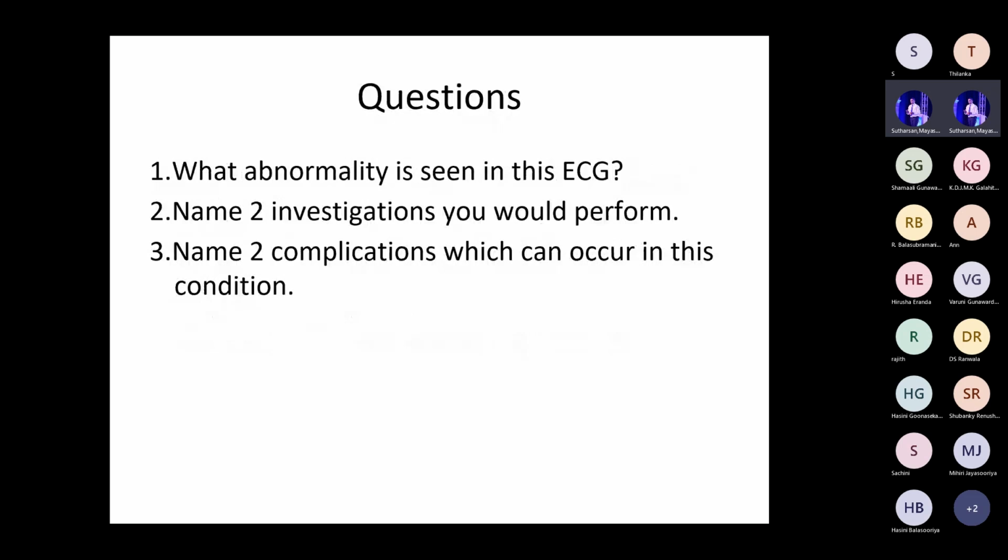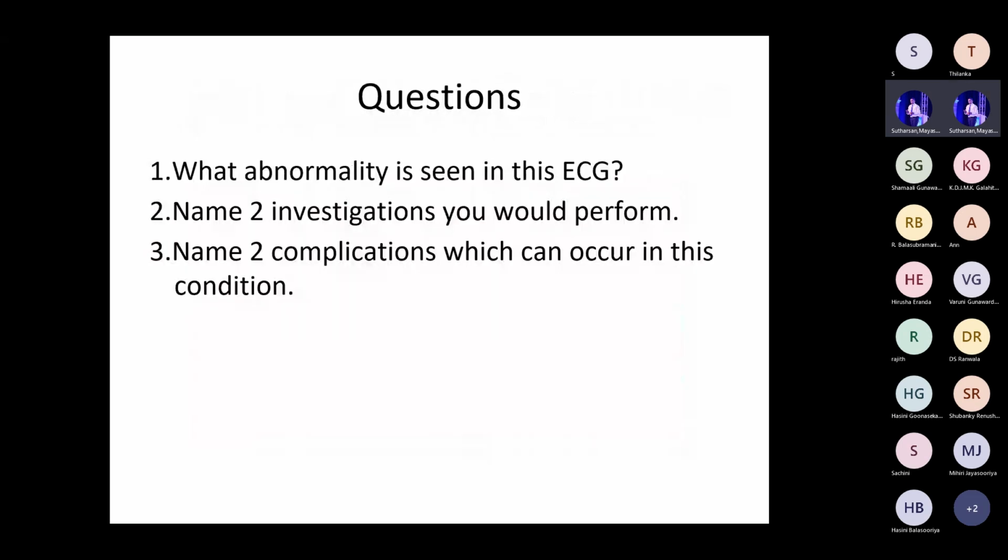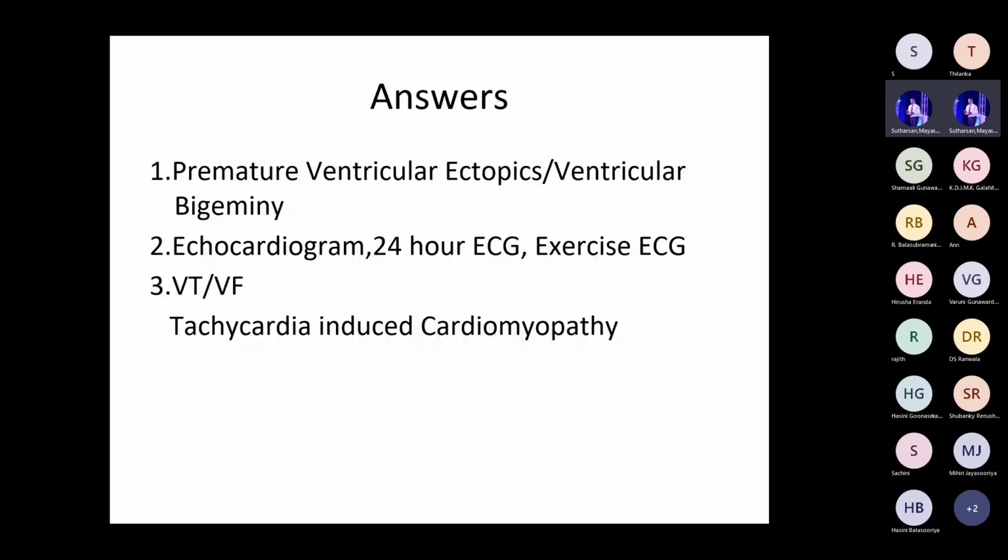So if they occur in succession, what happens? These are not effective contractions because the electrical activity comes from the ventricle itself. So if they occur in succession, it goes to VT. If these occur in succession during exercise, it's pathological, and then we have to treat that. That's why you do an exercise ECG. The complications are VT and VF, and long-term tachycardia can cause tachycardia-induced cardiomyopathy. But if premature ventricular ectopics are there, cardiology should be consulted and evaluated. Okay.